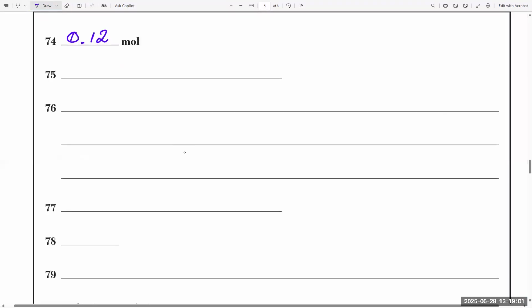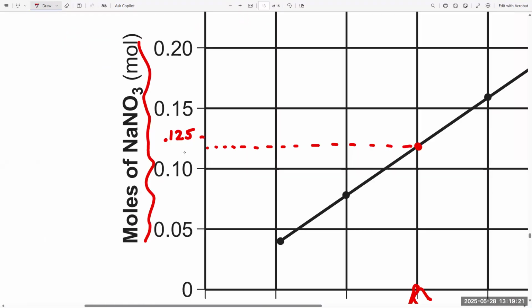I did look at the key just now, and it says the range is 0.11 through 0.13. So any answer between these two numbers is acceptable. So 0.12, literally smack in the middle. So that's a good answer. Let's go to 75.